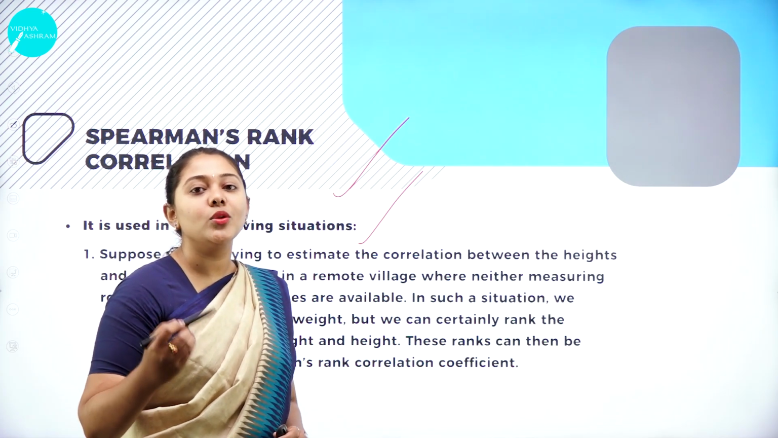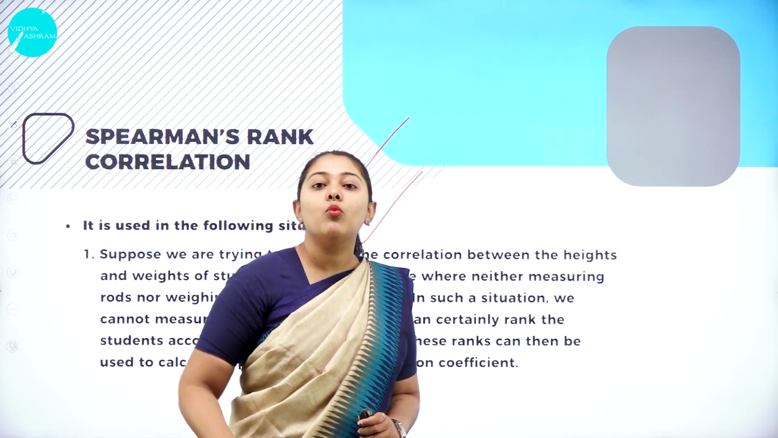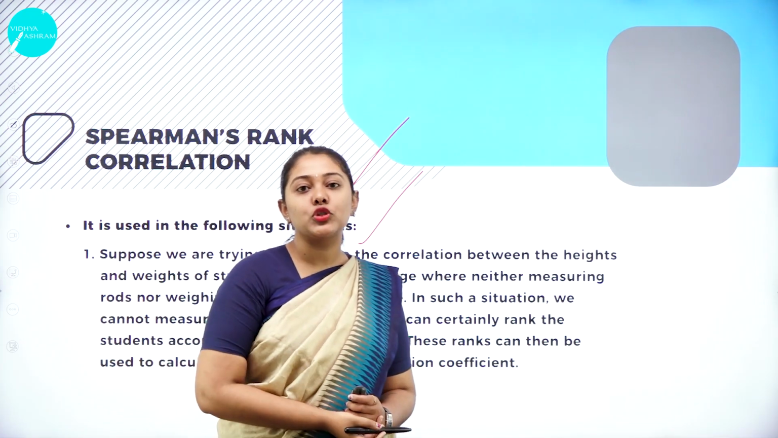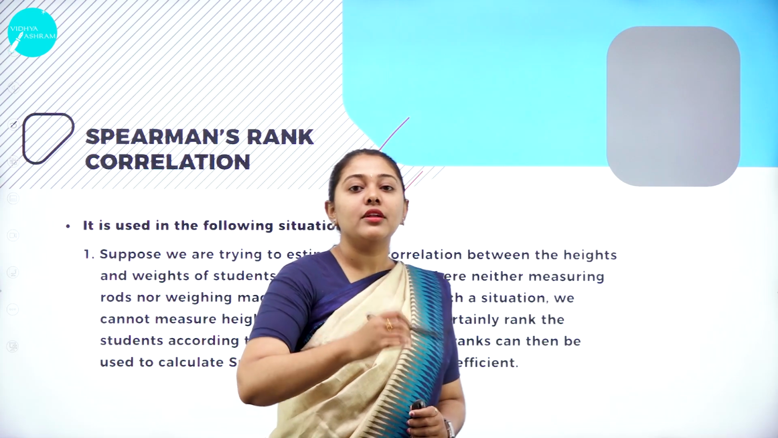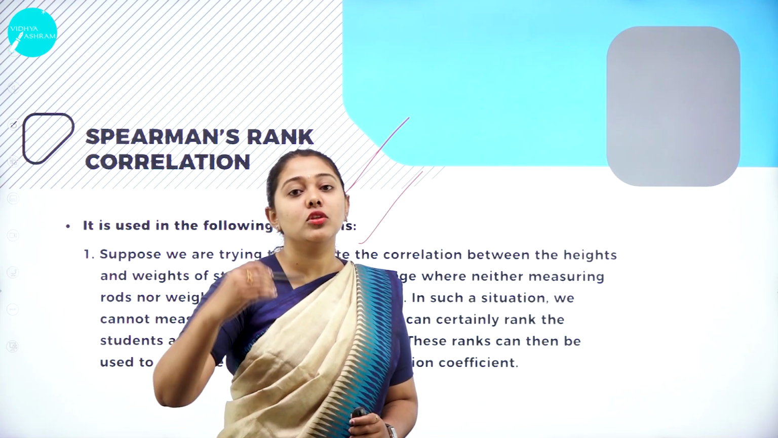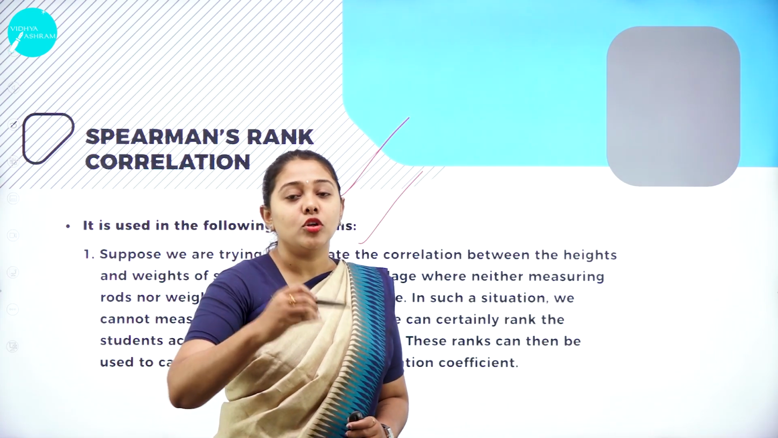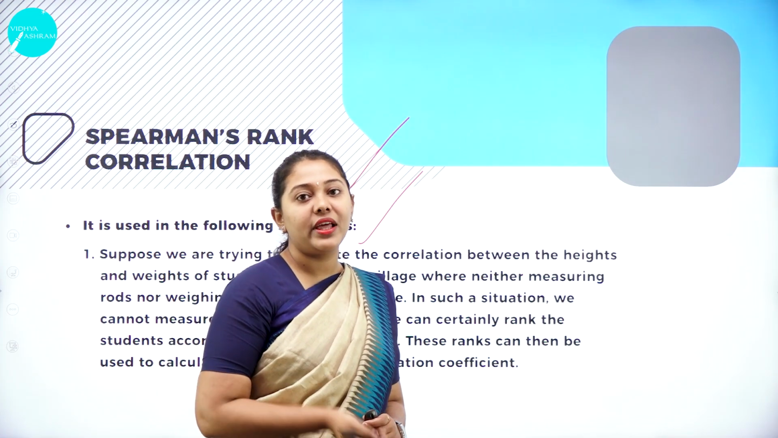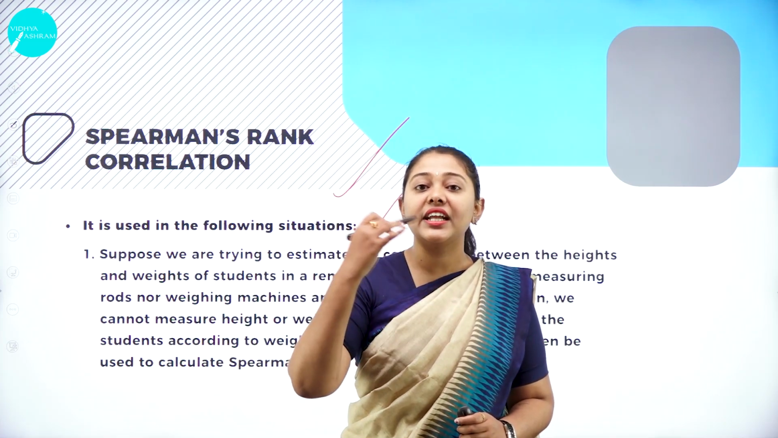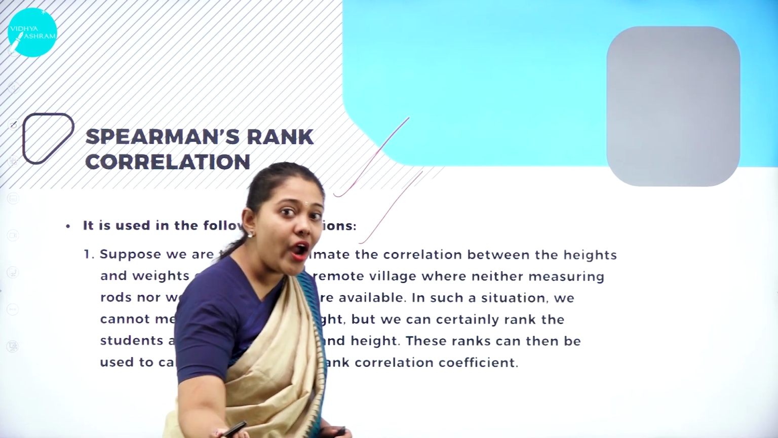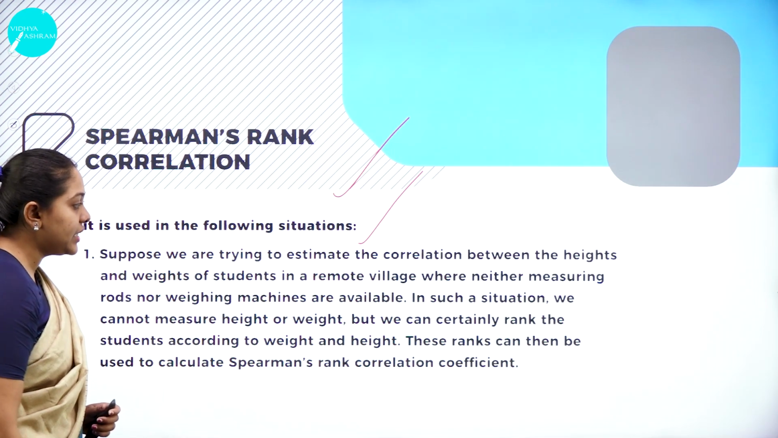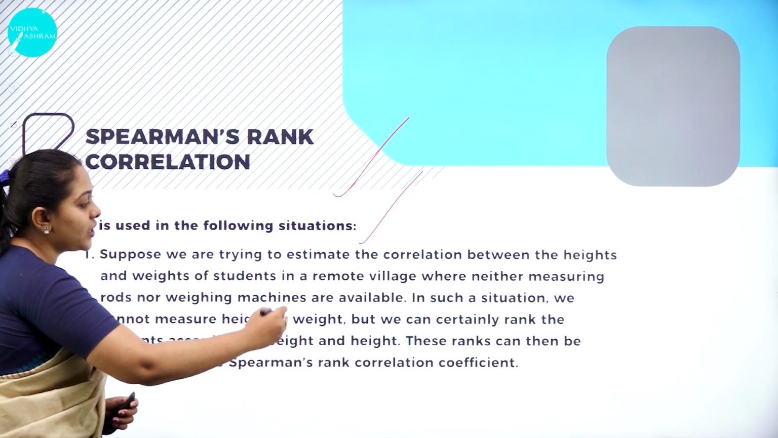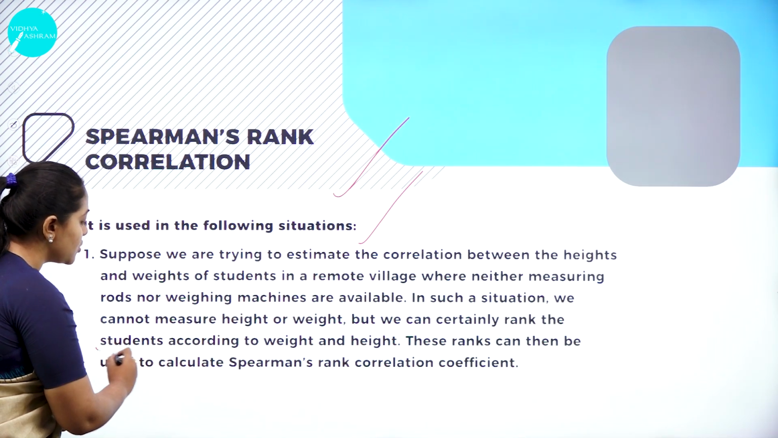With the weighing machine, we weigh and tell what is the weight of a student. By using the scale, the height of a student can be provided, but neither the weighing machine to weigh nor the scale to check the height is available in the rural place. In such a situation, when the data cannot be collected, what can be done? We cannot measure the height or weight, but we can certainly rank the students.